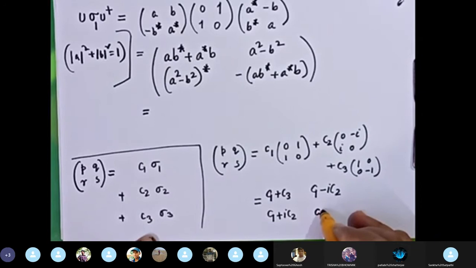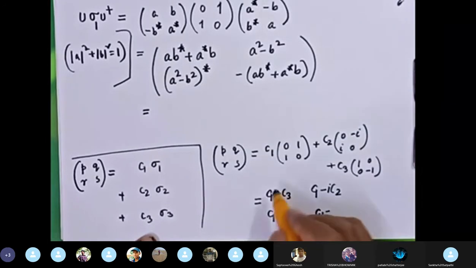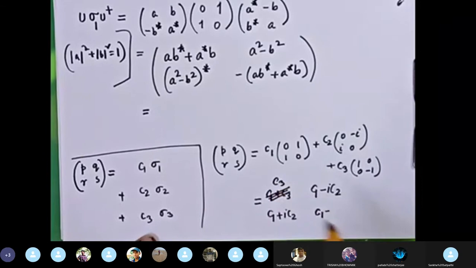Sir, won't the first term be just C3? Oops, sorry. C3, the last term will have minus C3.